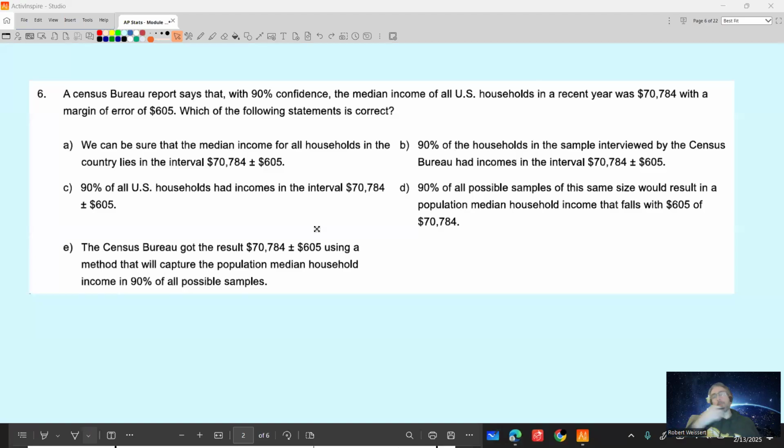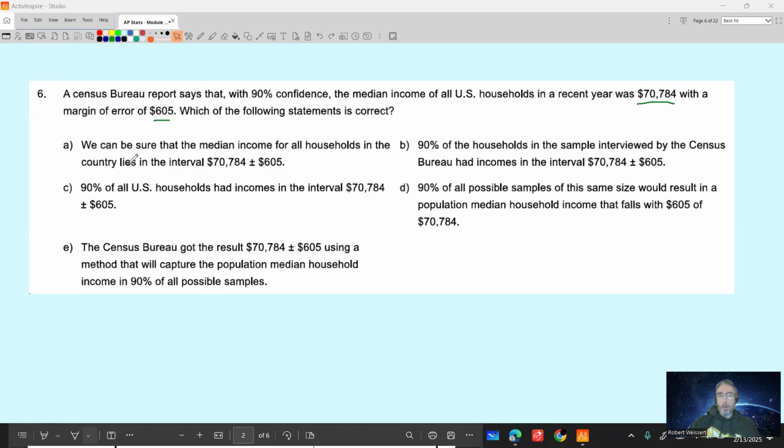Question number 6. A Census Bureau report says that with 90% confidence, the median income of all U.S. households in a recent year was $70,784, with a margin of error of $605. Which of the following statements is correct?